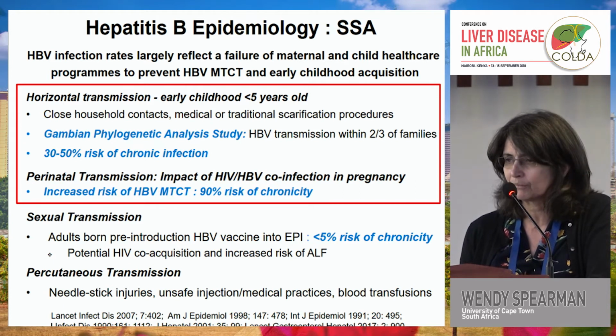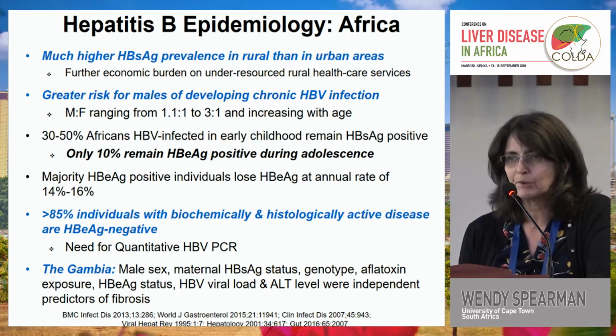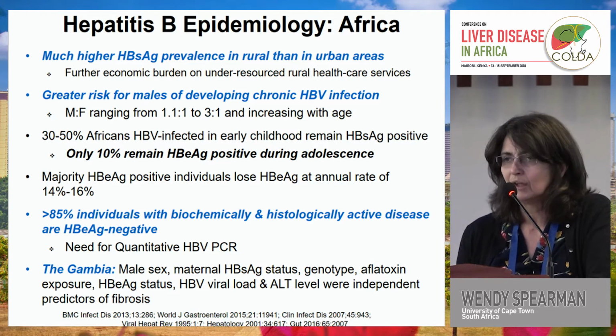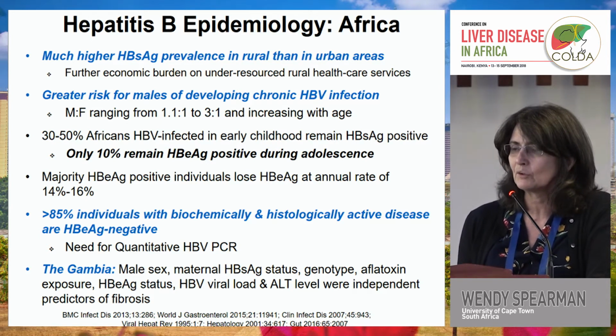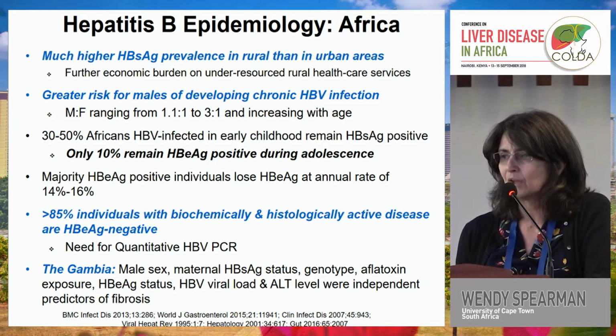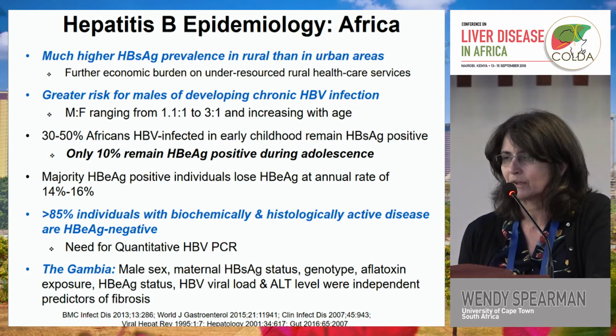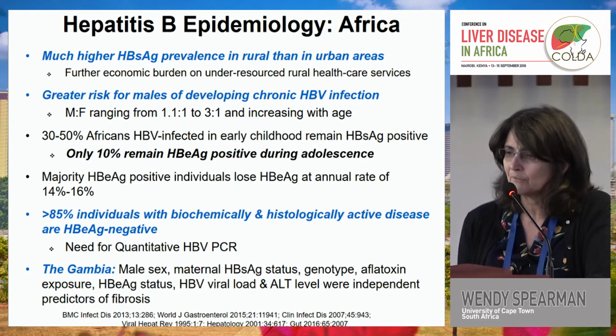So in hepatitis B, as we know, the surface antigen prevalence is higher in rural than in urban areas, and this provides further economic burden on under-resourced healthcare services. There is a greater risk of males acquiring it, and this increases with age, and 30 to 50% of Africans infected in early childhood remain surface antigen positive, but only 10% remain E antigen positive during their adolescence, and they're thought to lose the E antigen at an annual rate of 14 to 16%. So more than 85% of those who have biochemically and histologically active disease are E antigen negative, further emphasizing the need for a quantitative hepatitis PCR.